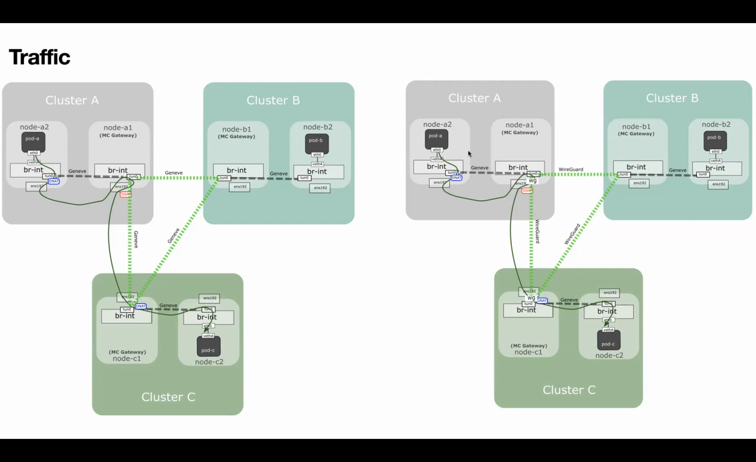In our implementation, there's not too much difference. The only difference is that on the gateway node, we will add a WireGuard interface. Once a packet comes out from the Antrea tunnel 0, it will be encapsulated again by the WireGuard interface and be sent to the remote gateway by the WireGuard tunnel. That's the difference. Not too much.